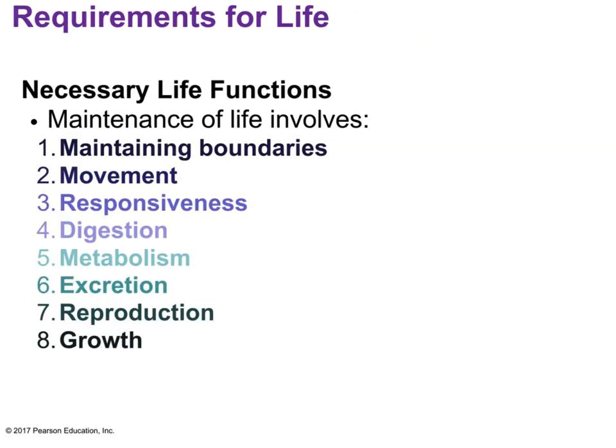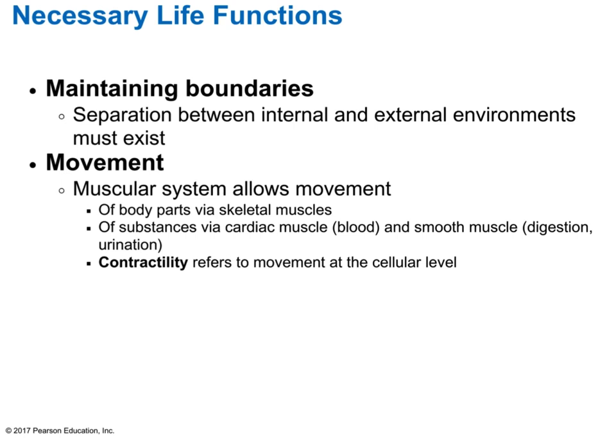Here's a quick list of all of the necessary life functions: maintaining boundaries, movement, responsiveness, digestion, metabolism, excretion, reproduction, and growth. So let's start with maintaining boundaries. There needs to be a separation between internal and external environments. A great example of this is to take the smallest unit of life, the cell, and talk about its plasma membrane, sometimes called the cell membrane. That cell membrane provides a barrier that separates the extracellular or outside environment of the cell from the intracellular or inside environment of the cell.